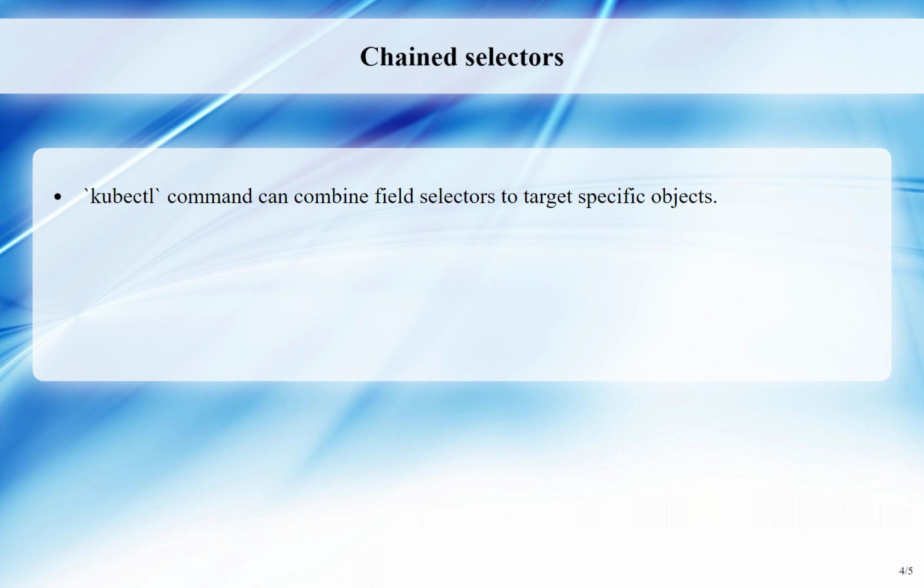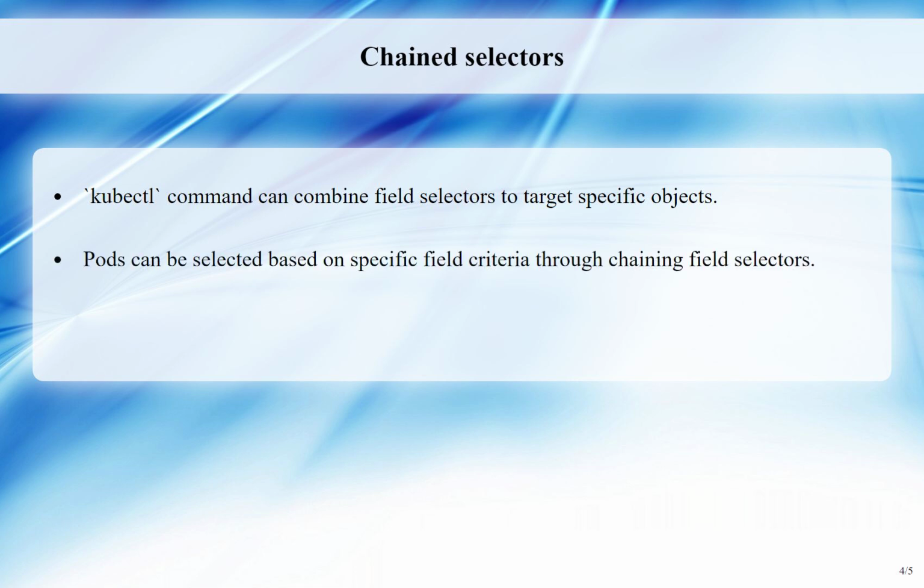Chain selectors. When using the kubectl command, field selectors can be combined as a comma-separated list to target specific objects. For example, to select pods where status.phase is not running and spec.restartPolicy is Always, you can chain these field selectors together. This allows for more precise filtering of objects.